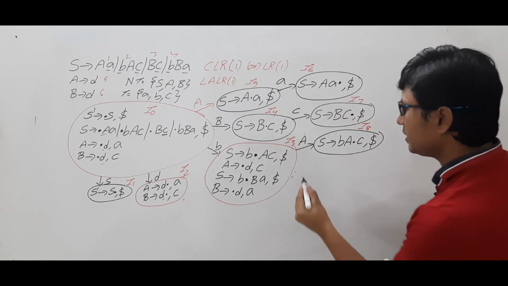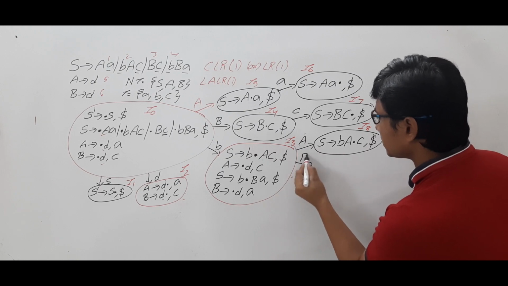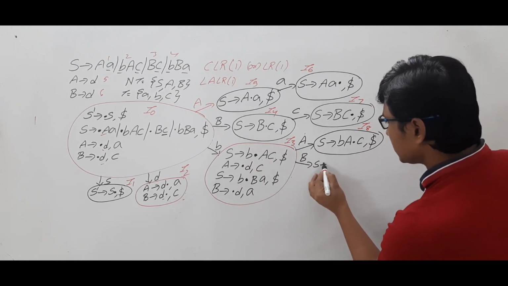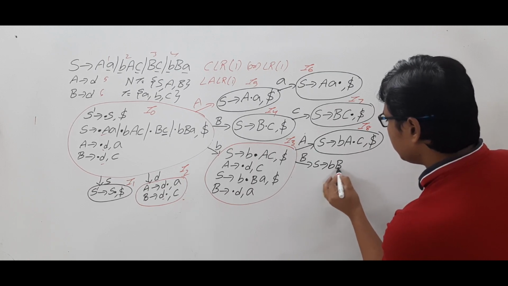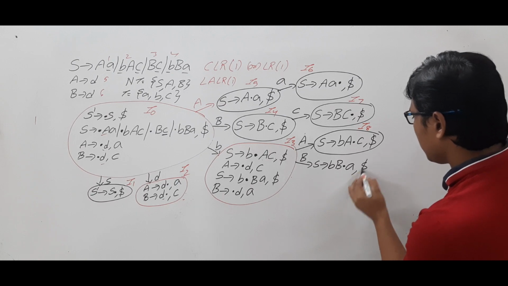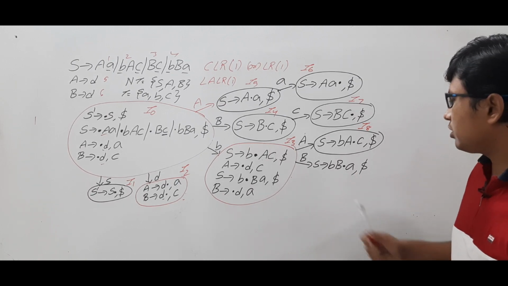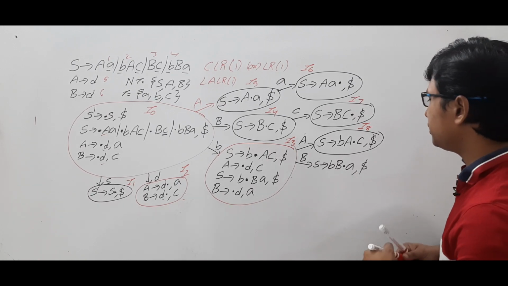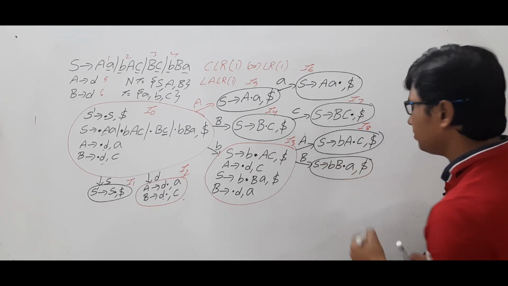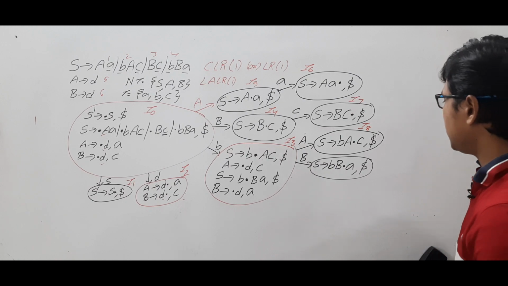On small d, let me take on b itself, we'll finish it. On B, it will be S determines B dot A dollar. Am I right or wrong? Now after the dot there is a terminal, I no need to compute the closure further, so the item is completed and we'll name it as I9.